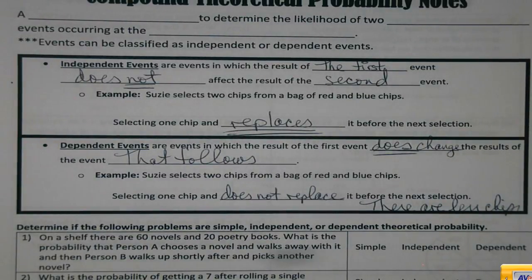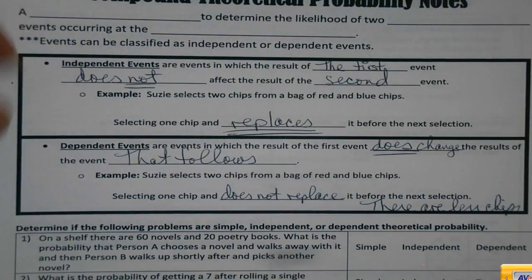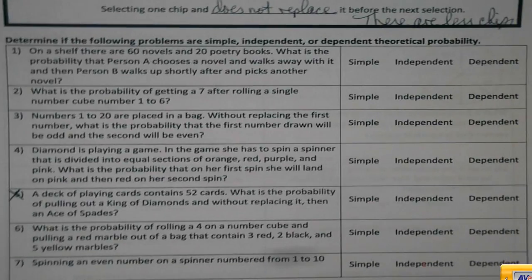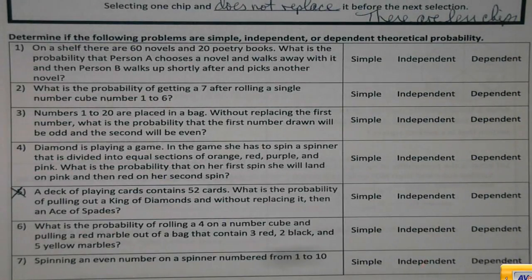So if it doesn't matter from one event to the next, cool. That's independent. If it does, that's going to be dependent. And what we're just going to do here for a minute, just to make sure we're kind of seeing how this goes, is do a few of these on the bottom and see, okay, what's the difference here?